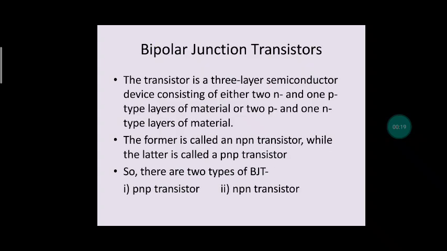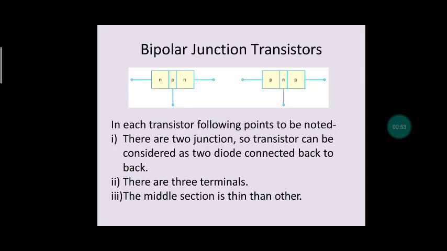What is a bipolar junction transistor? It is a three-layer semiconductor device with a base, an emitter, and a collector. With two n-type layers of material and one p-type layer, it is called an NPN transistor. And one more transistor is there: two p-type material layers and one n-type material layer is called a PNP transistor. These are the two major types of bipolar junction transistors.